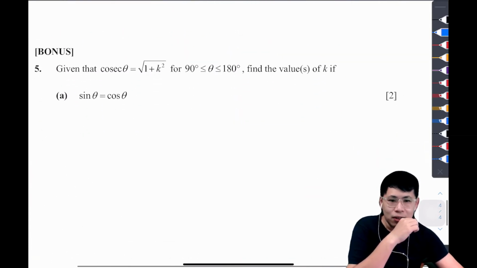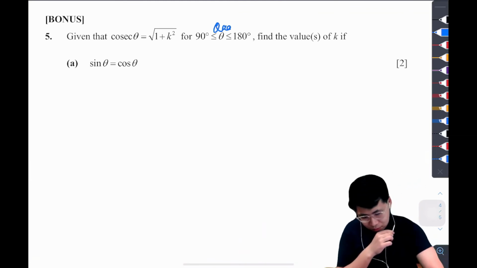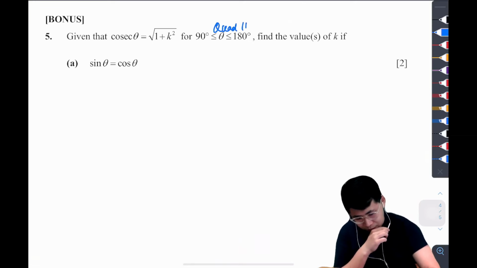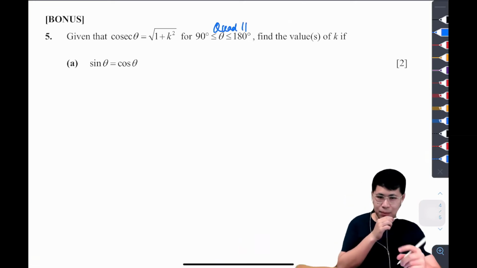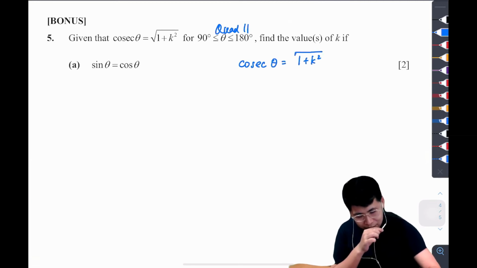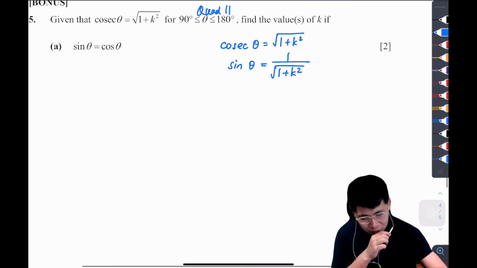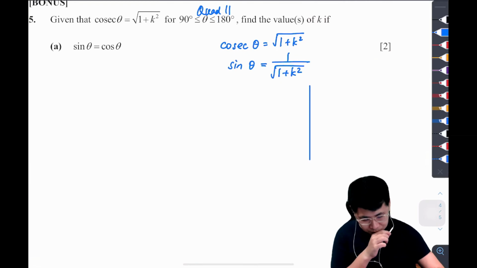Okay, last one, the bonus one. Given that cosecant of theta is 1 plus k square, in quadrant 2, find the values of k if this happens. Cosecant of theta is 1 plus k square, so this means that sine of theta is 1 over 1 plus k square, because it's the reciprocal. With this one, we will draw an angle in quadrant 2 and try to find out the length over here.